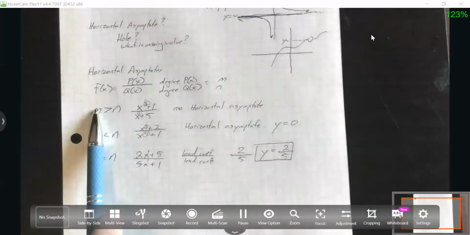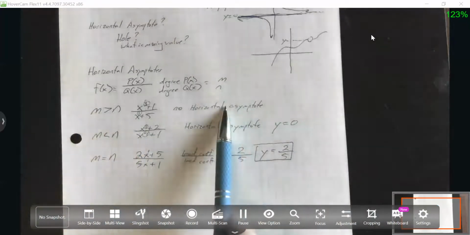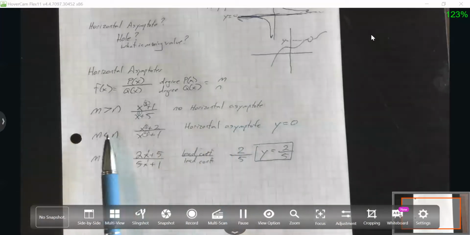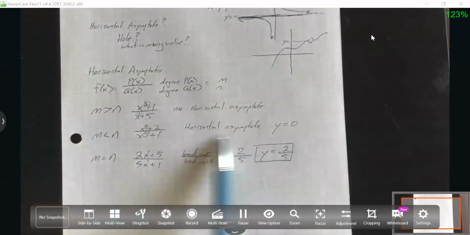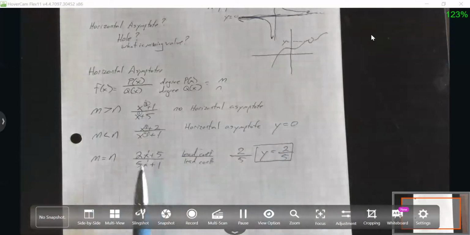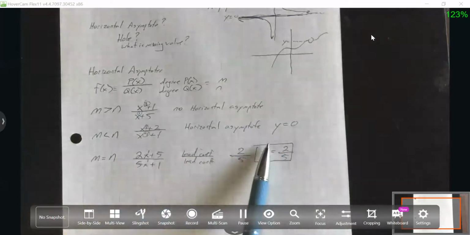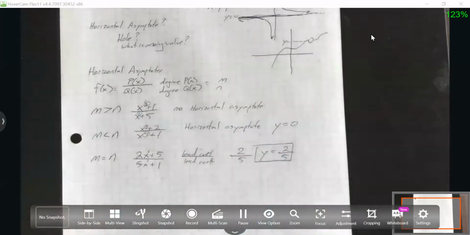The degree on top is bigger than the bottom, which gives us none. The degree on the bottom is bigger than the one on top. That gives us y equals 0. Or they could be the same degree, in which case we use the ratio. Okay, so we have that information. So let's go back to that problem we were working on.